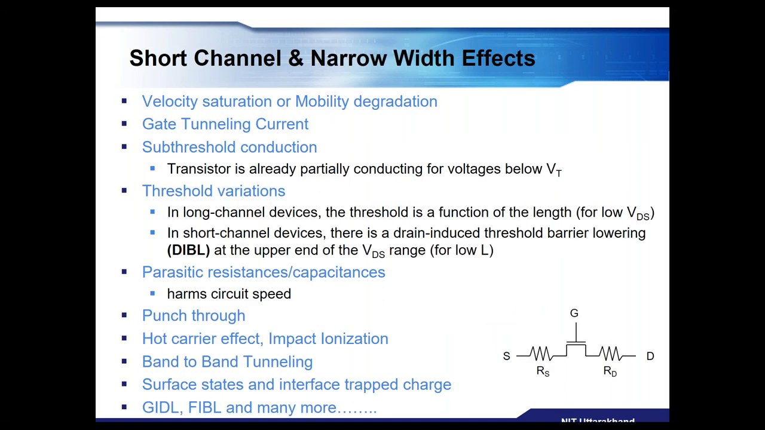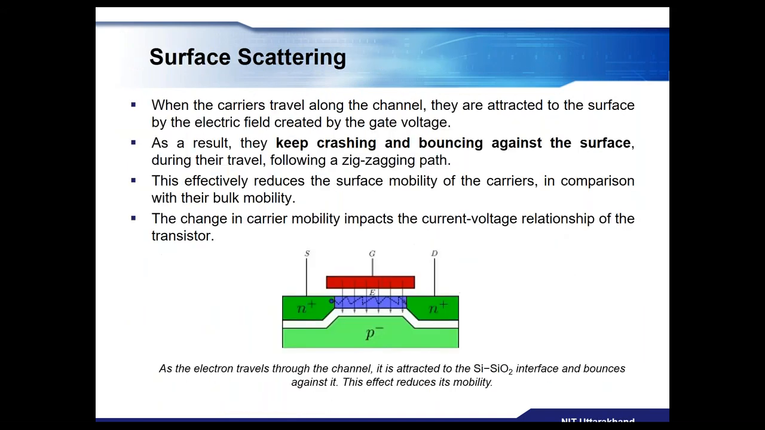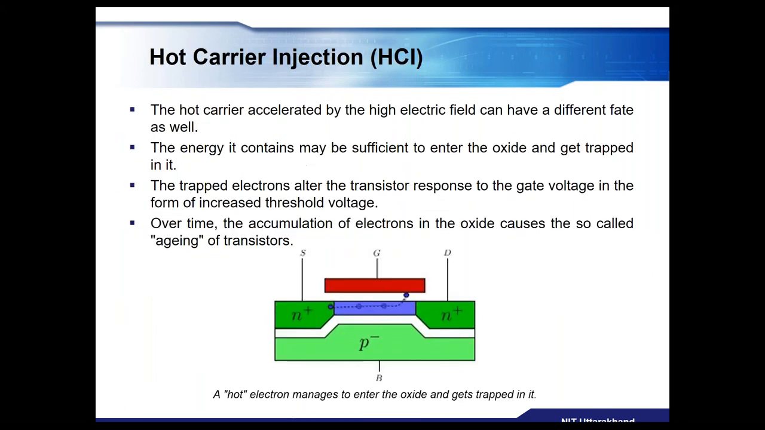So to sum up all these things, for the short channel and narrow width effect, there are lots of effects, like velocity saturation, mobility degradation, gate tunneling current, sub-threshold conduction, DIBL, threshold variation. There are so many, there is no limit. There are so many secondary effects because of which the characteristics are deteriorating. Actually, I'm not discussing all these things here because I have to focus only on the red part.